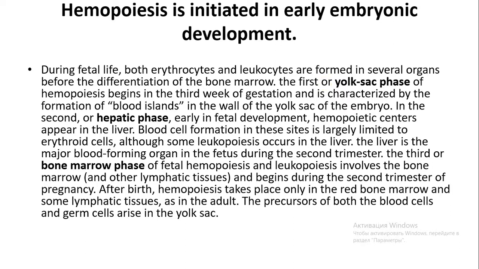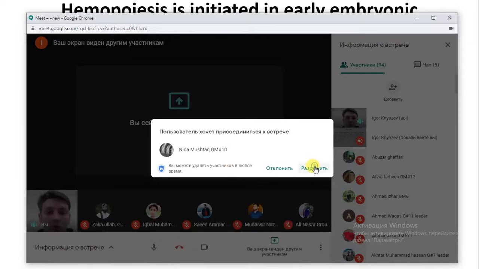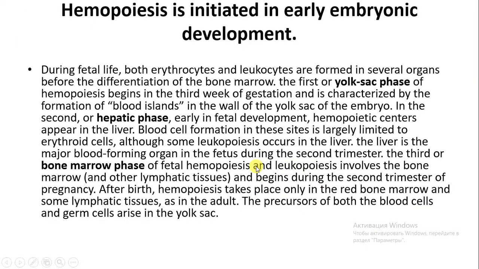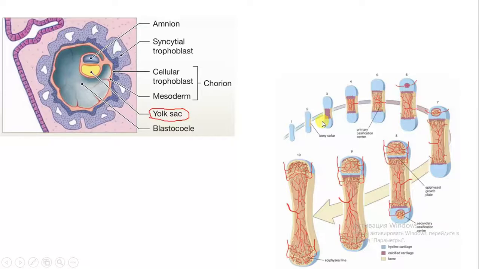But later, from the yolk sac phase, blood formation is shifted to the hepatic phase. When the yolk sac has shrunk and the liver develops, all the hemopoietic cells enter the liver, and this is known as the hepatic phase. And later, when the fetus is developed more and more, we can find blood formation cells in the bone marrow. I'll try to show this to you in a diagram here.